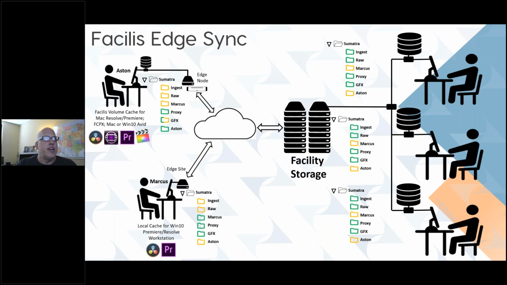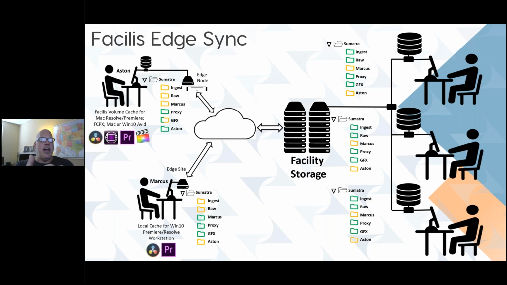He doesn't need the whole thing. And his Aston folder is completely online because he's populating that with whatever he's sending back to the facility. Same thing with Marcus. Marcus sees the folders that he needs to see, and they're fully hydrated. And the others, they're just sitting there as stub files. He doesn't need to see them.